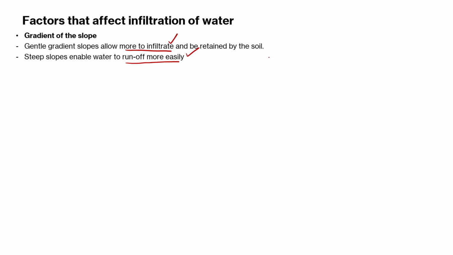What are we talking about when we're talking about gradient? For example, this is a hill. And then this is the ground.